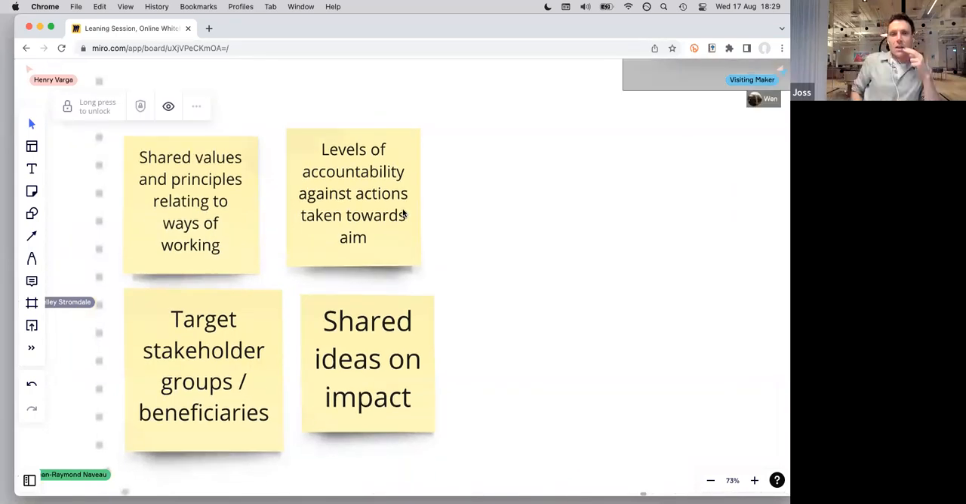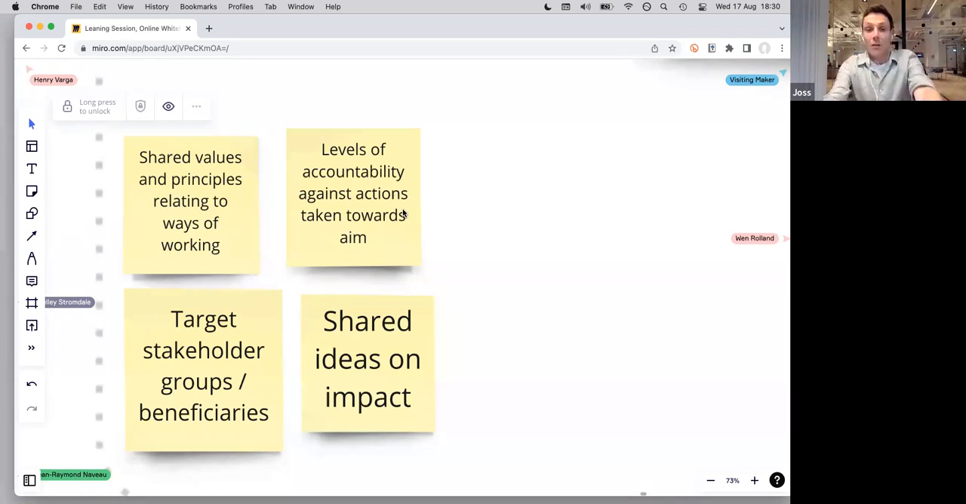So, levels of accountability against actions taken towards this. Yeah, so there should be some kind of accounting system emerging that's going to be part of this, like the net zero, where everybody's starting to account for their carbon. That will be part of this process. Shared values and principles relating to ways of working, target stakeholder groups.